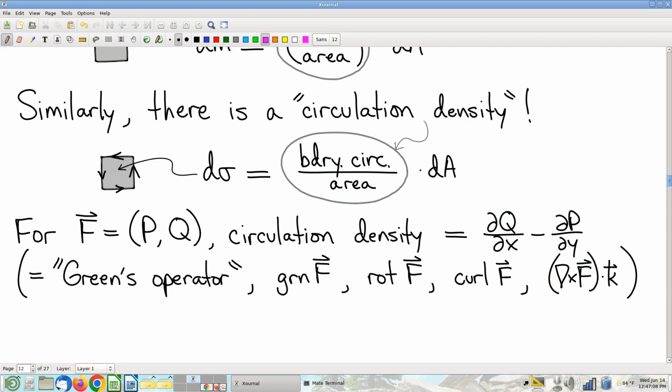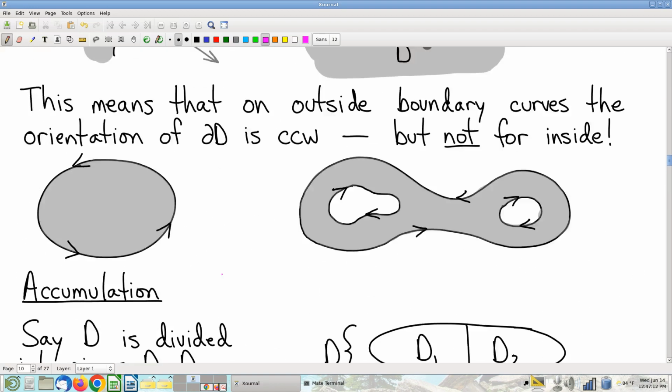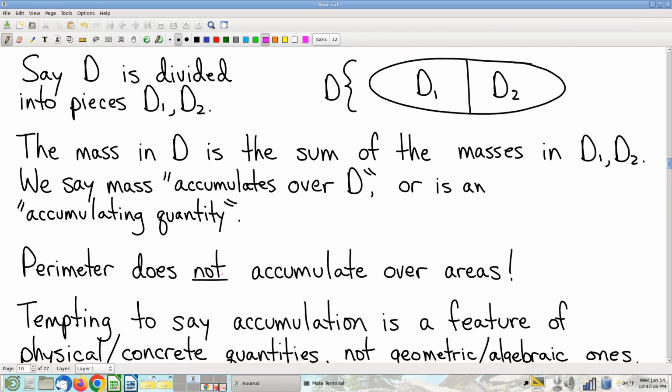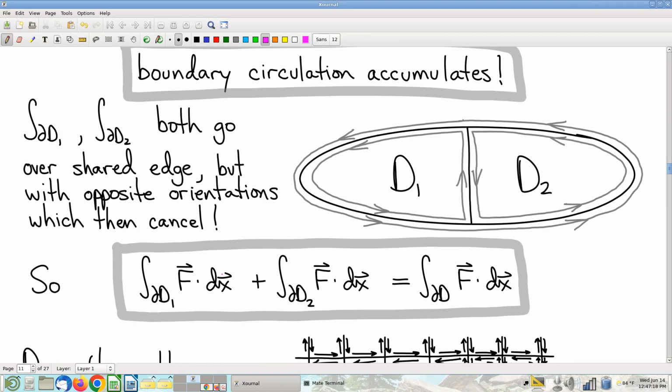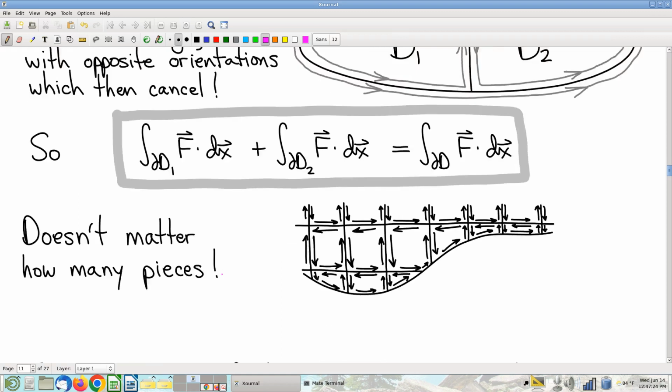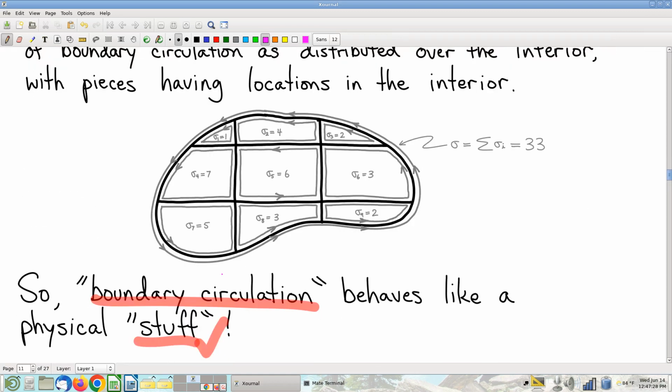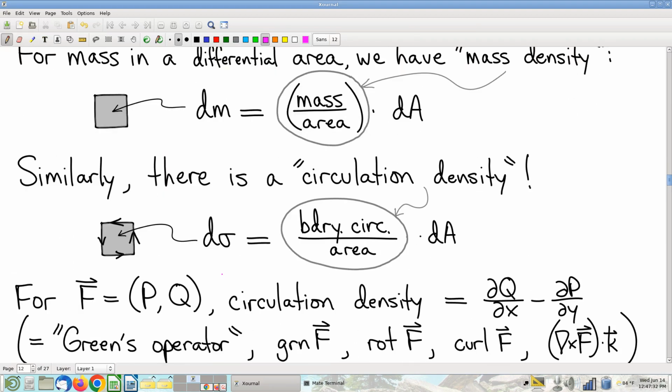Okay, so we've got all of our tools. We're ready. We're in business at this point. We've got this idea of oriented boundaries. We've got this idea of accumulating quantities. Boundary circulation is such a thing. Boundary circulation is an accumulating quantity. Boundary circulation is distributed across interiors like a stuff, and has an associated density like a stuff.